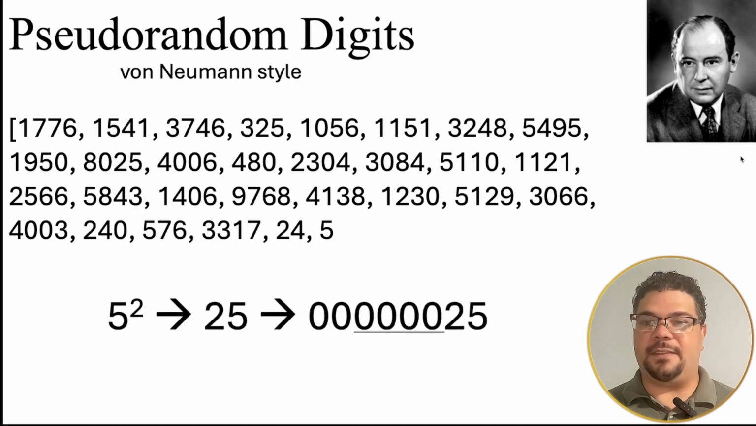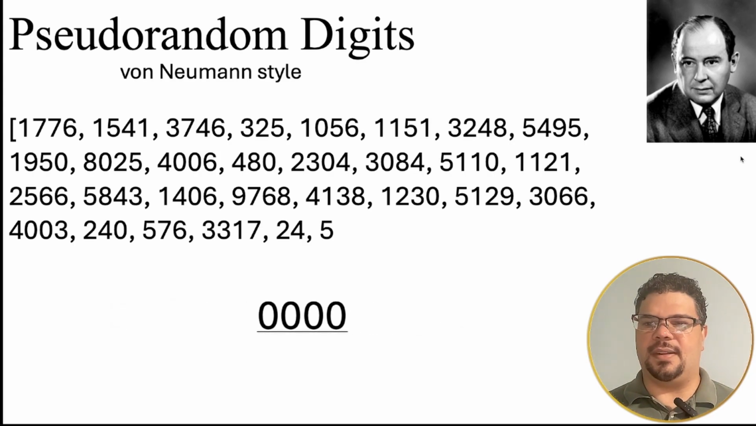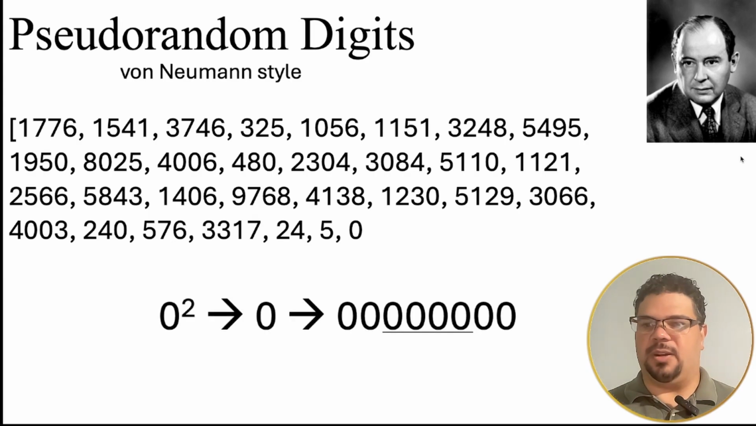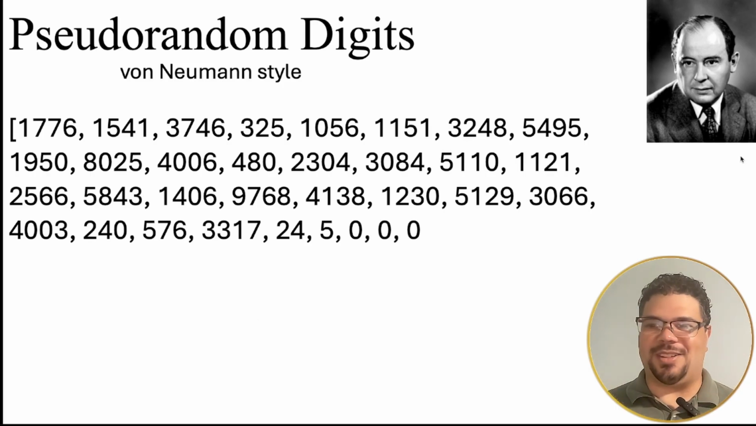If we take 5, square it to get 25, add our zeros and take the middle 4 digits, now we have 0. And 0 is a real issue. 0 squared is 0, and we just add another 0. And 0 squared is 0 again, and 0 again, and 0 again. We're stuck in a loop of zeros. The process has come to a dead end.